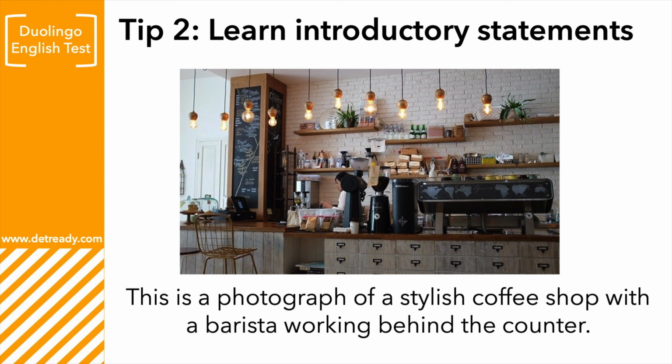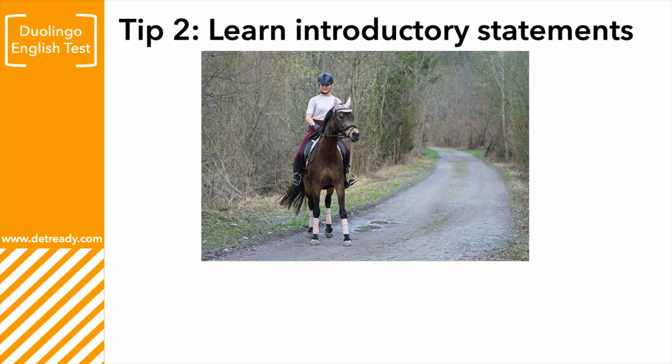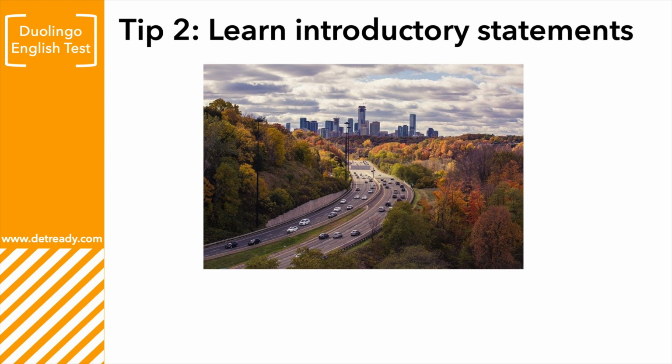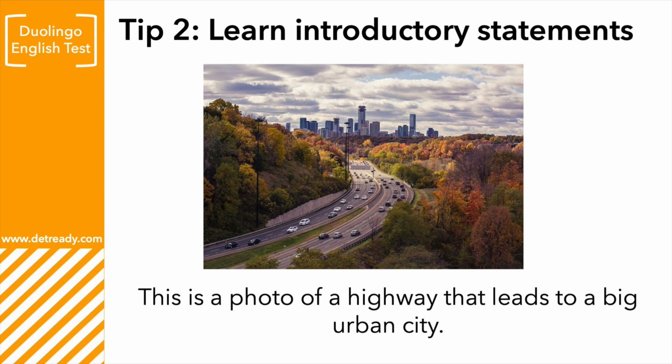This is a photograph of a stylish coffee shop with a barista working behind the counter. This is an image of a young girl riding a horse down a country lane. This is a photo of a highway that leads to a big urban city. And notice in these examples that we use the present simple or present continuous when describing a photo.